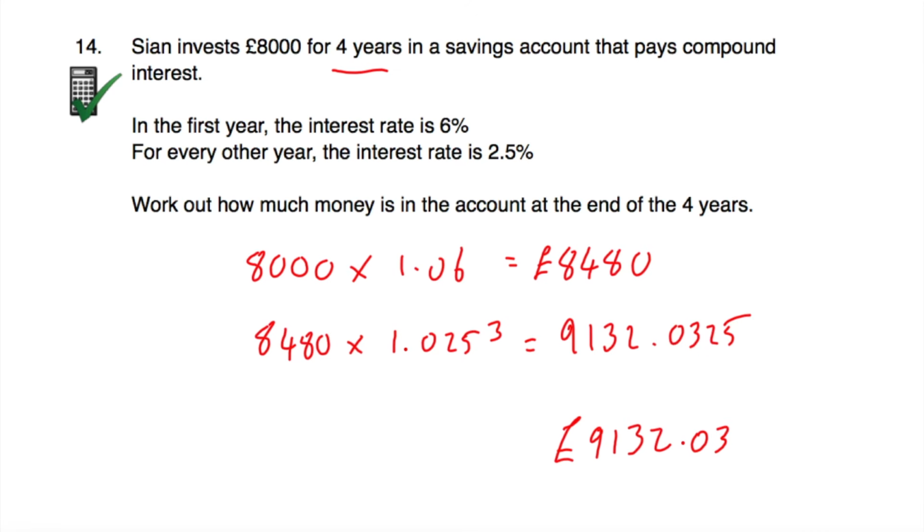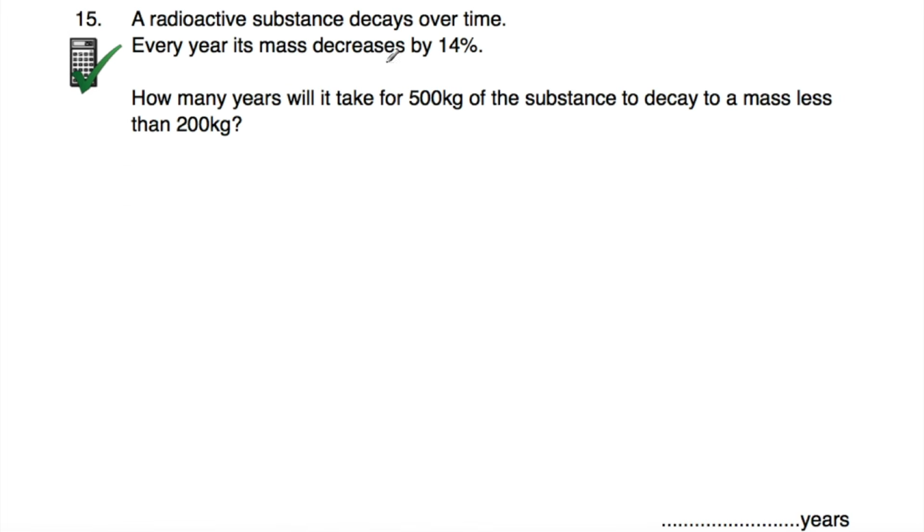Okay, let's take our next question, question number 15. Okay, so question number 15 says, a radioactive substance decays over time, and each year its mass decreases by 14%. So this is a repeated percentage change question. We've got this repeated change by a particular percentage, but obviously we can approach it in the same way as compound interest, where we can use initial times multiplier to the power of time.